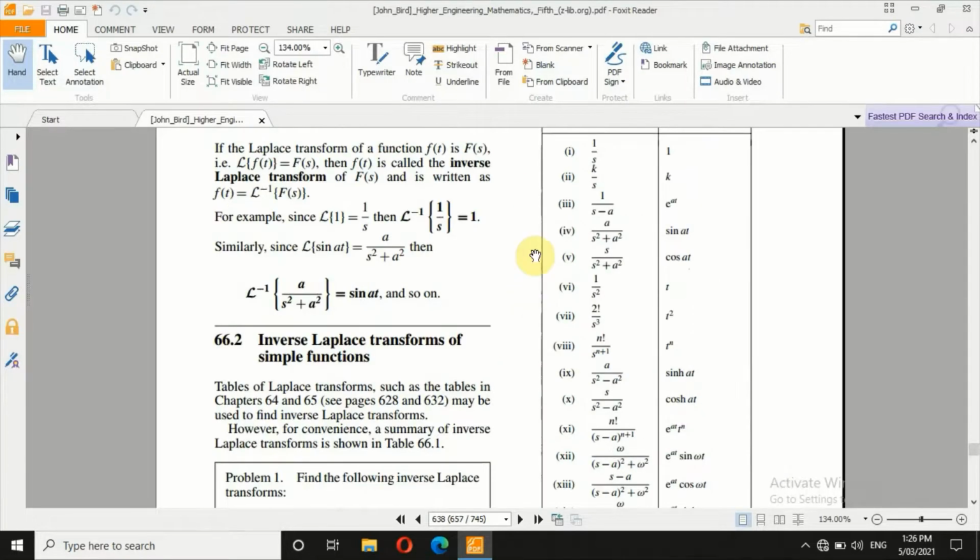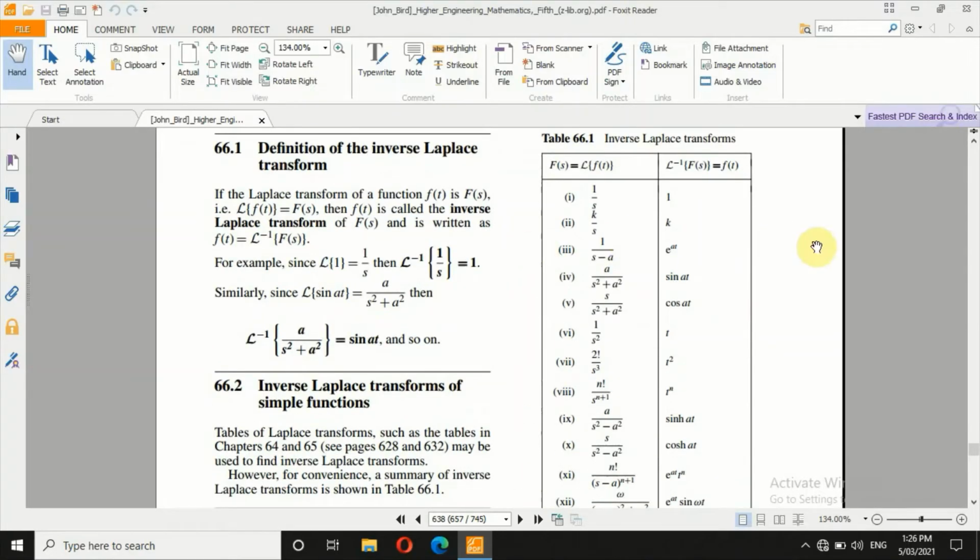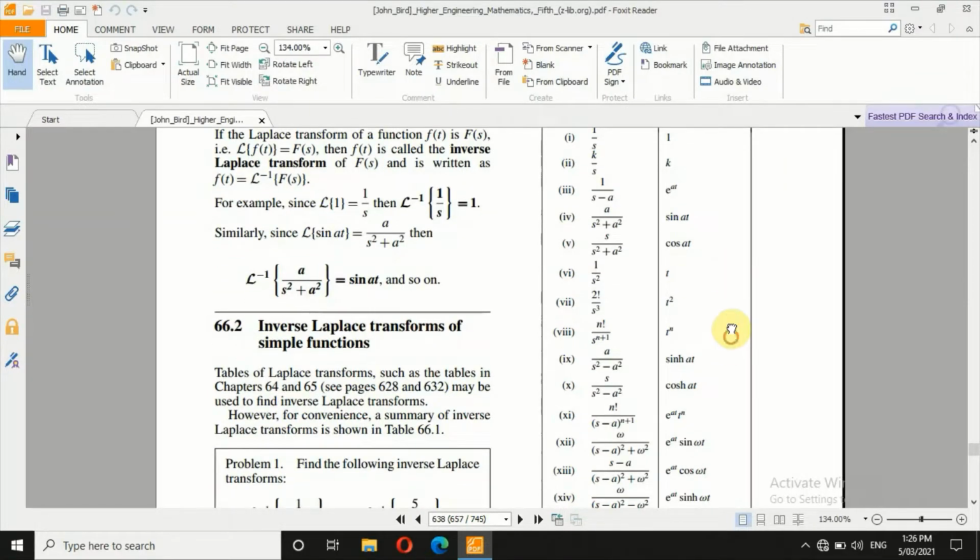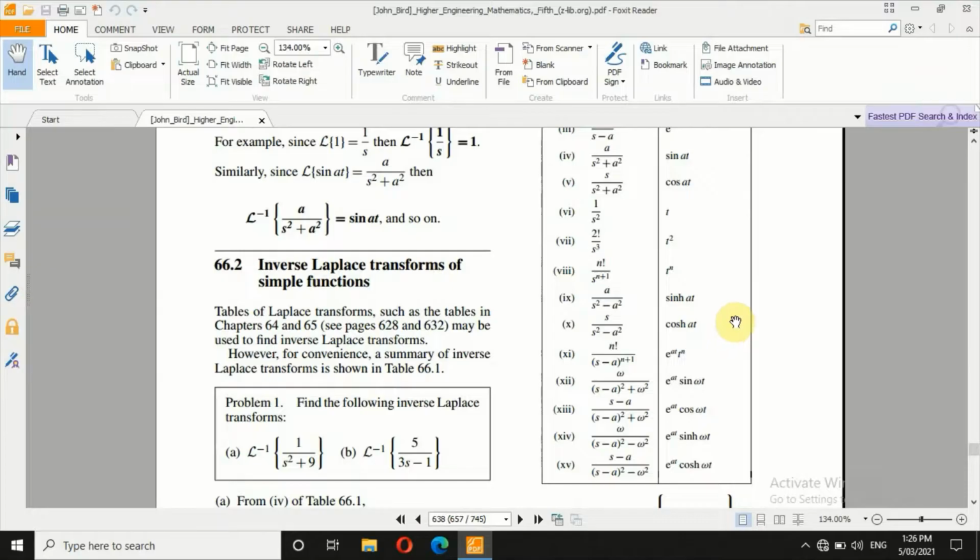Now let's proceed and take a look at this table. The Laplace transform of 1 is 1 over x, so the inverse of 1 over x gives us back 1. If the Laplace transform of the function is k over x, then the inverse of k over x is k. For 1 over x minus a, the inverse will give us exponential at. Like that, we have about 15 of them.